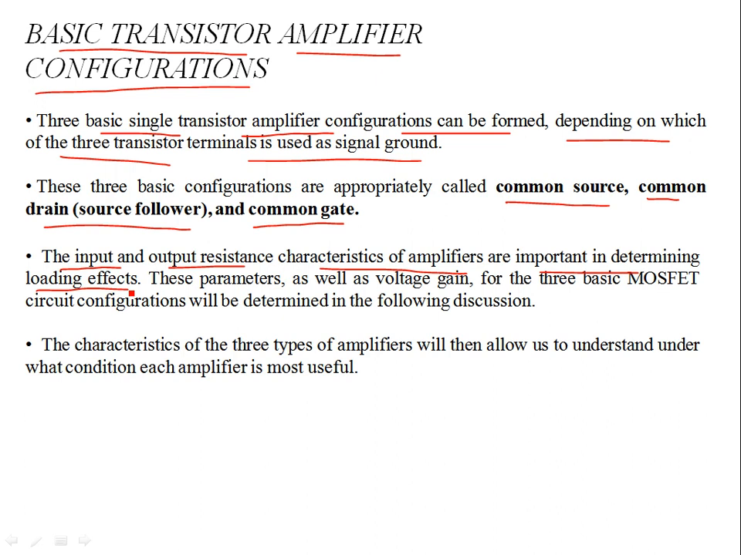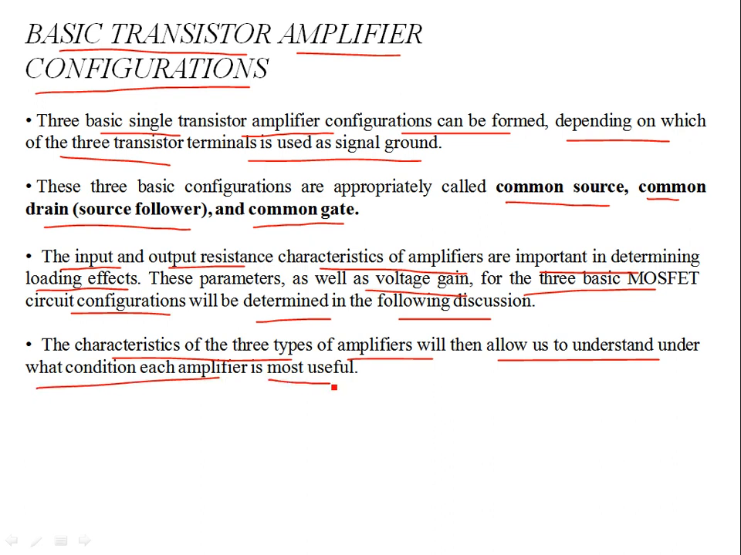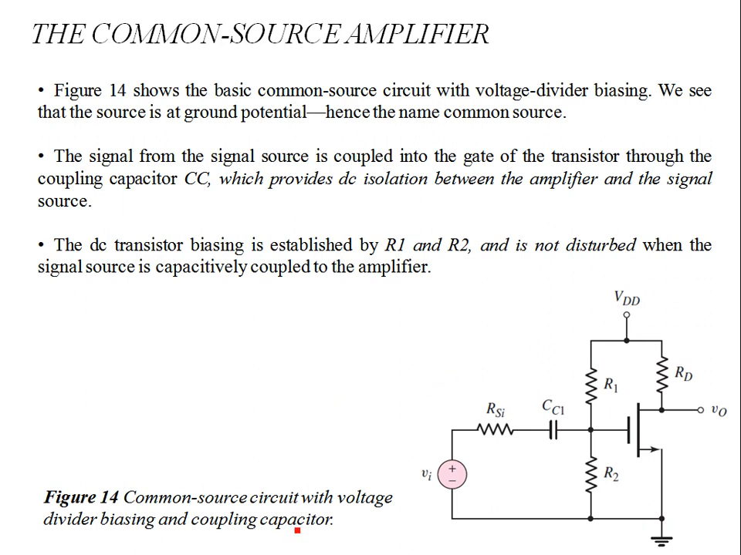So then we are also going to talk about the voltage gain. These parameters like voltage gain of the three basic MOSFET configurations will be determined in the following sections. So the characteristics of the three types of amplifiers will then allow us to understand under what conditions each amplifier is the most useful. So to start with, let's have a look at the first, the common source circuit with voltage divider biasing and the coupling capacitor.